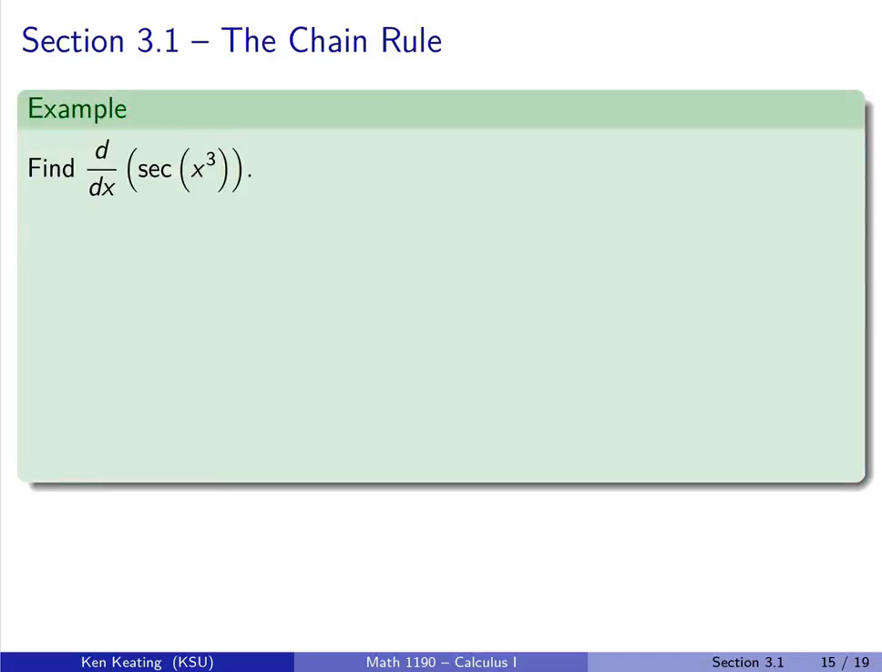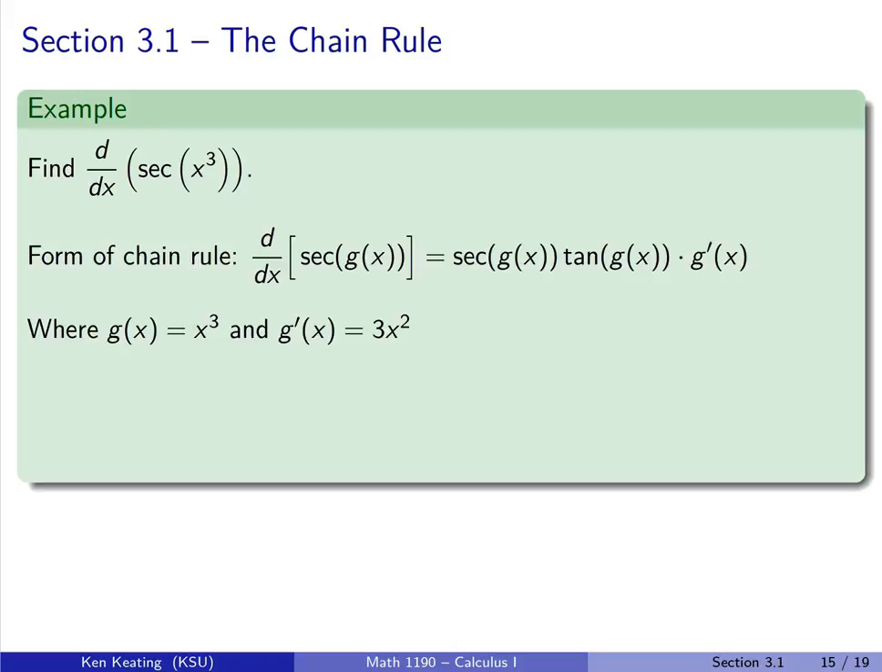All right, so up first, let's take a look at the derivative of secant of x cubed. Again, this is the derivative of secant of a function. So our chain rule says the answer will be secant of the function, tangent of the function, times the derivative of the function. And in this case, our function is x cubed.